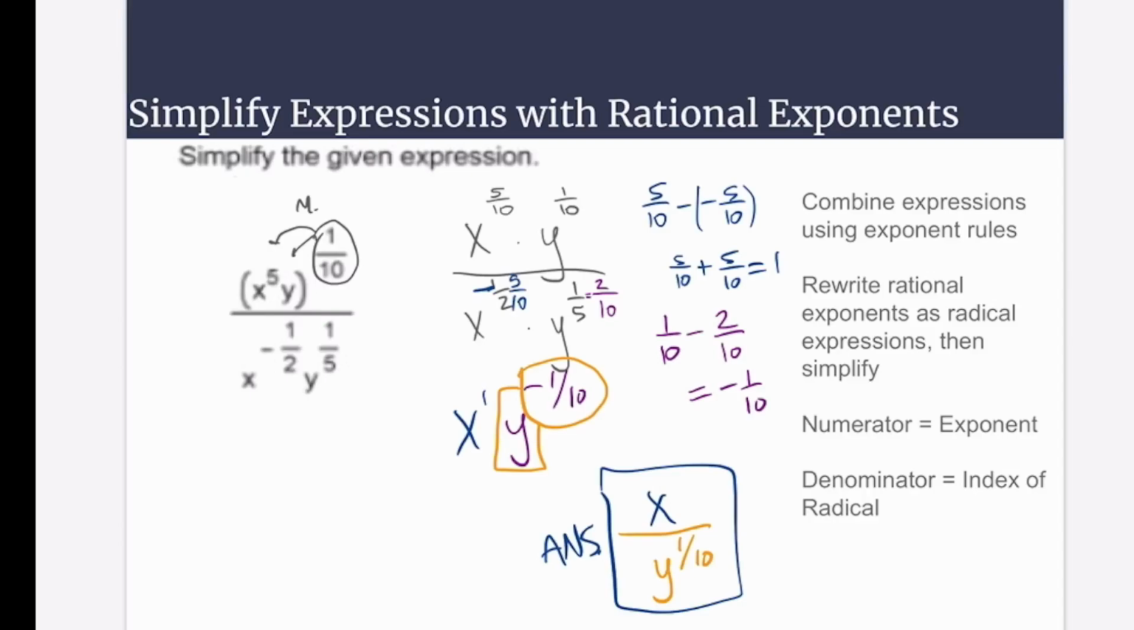So there's a whole bunch of different types of problems you can do with multiplying, dividing, adding, subtracting. But you want to combine all the fractions first. And then if you need to write this as a radical, you would write the 10th root of y in the denominator. And then x would be in the numerator. For multiple choice tests, these things are helpful. And then if you have to rationalize, depending on the class you're in, you might have to do that too. So have fun.